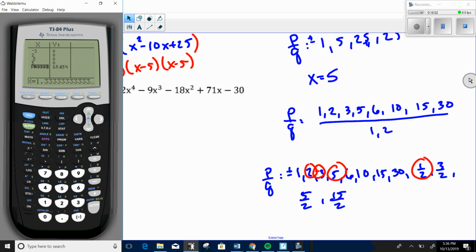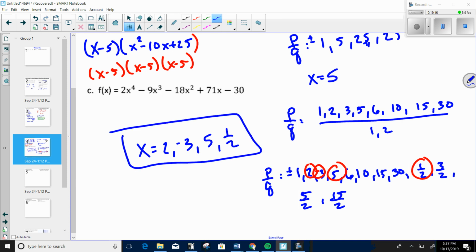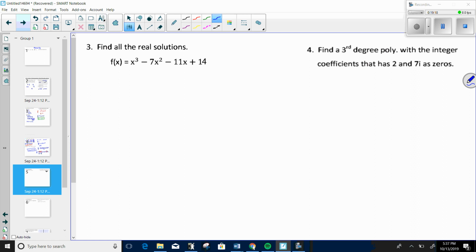So if I come up with all 4 of them, there's no reason to do synthetic division. Up here, I knew there was a possibility of 3. The graph only showed me 1. I had to go and see if there were any others that weren't showing up graphically. So then I know that x equals 2, negative 3, 5, and 1/2. Those are the only solutions. Okay, so let's try number 3.